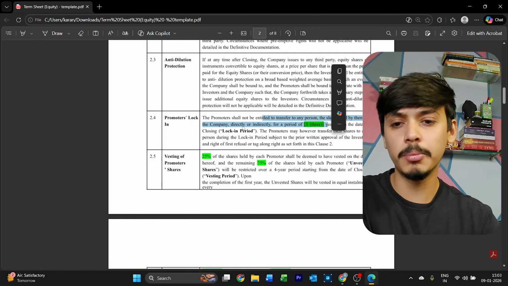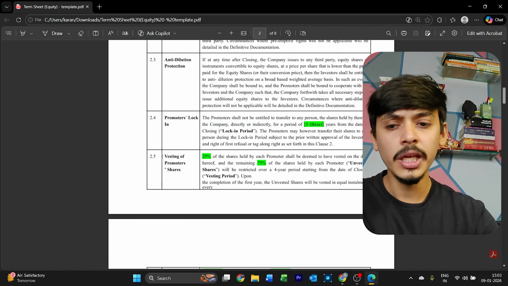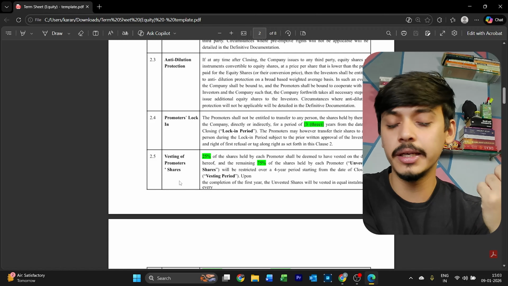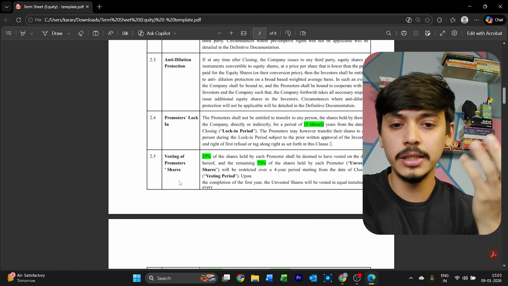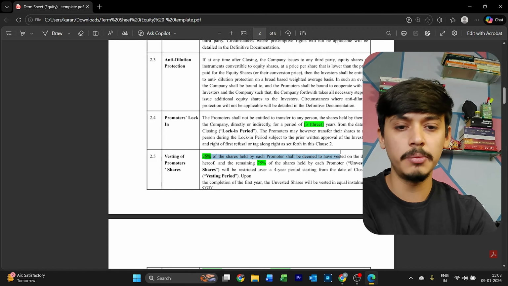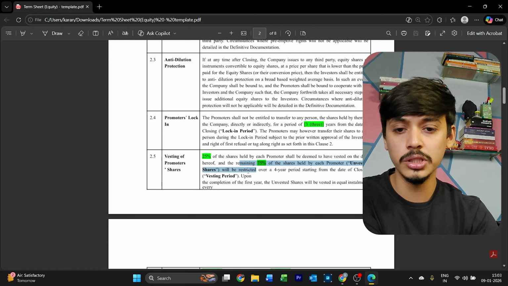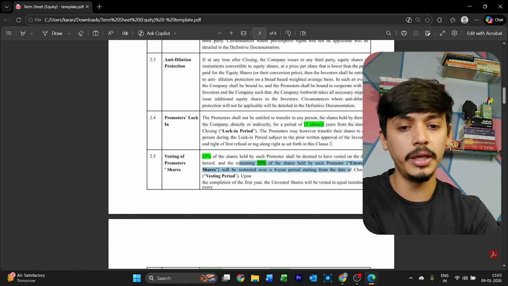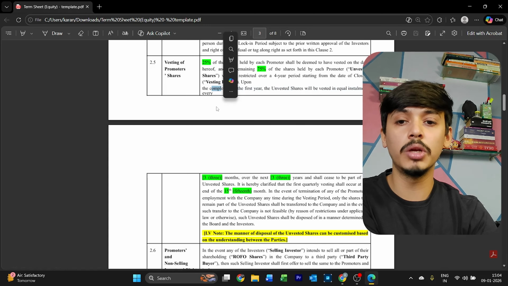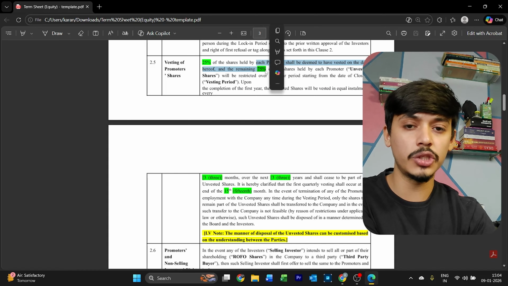For the 3-year period, the promoters cannot sell directly or indirectly to anyone the shares that they have. Even if they need money, they are not directly allowed to. If they are in very much need of that, they can get a written consent from the investors, and they might sell their stake. So in this 3-year period, 25% of the promoter shares shall be deemed to have vested on the date hereof. The remaining 75% shares held by promoters will be restricted over a 4-year period starting from the date of closing. From the completion of year 1, the unvested shares will be vested in equal installments every 3 months. So every quarter, so every year you are going to get 25% of these unvested shares.